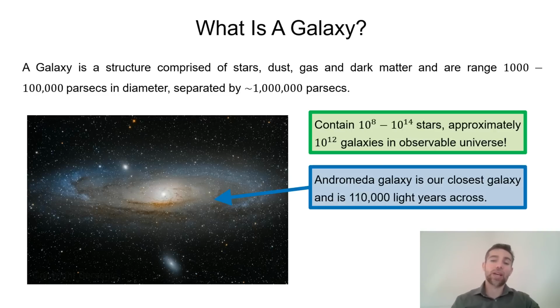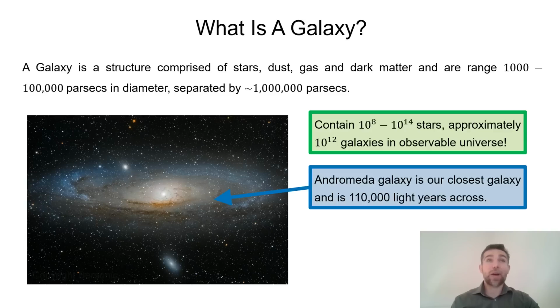Anyway, this particular one here is the Andromeda Galaxy, and it's our closest galaxy. Now I've put closest, it's our closest significant large spiral galaxy. There are other smaller ones, so you can see at the bottom there is a smaller dwarf galaxy. The Milky Way has its own dwarf galaxies, but this one here is about comparable in size to the Milky Way. It's just over 100,000 light years across. It's our closest one. And most galaxies contain anywhere from 10^8 to 10^14 stars.